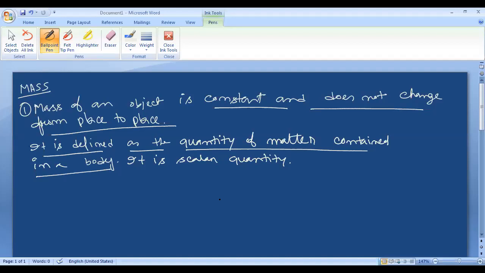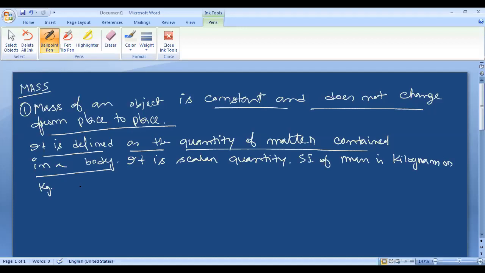So next, write down, it is a scalar quantity. What will be the SI unit of mass? Anyone? SI unit of mass? Kilogram. Yes, good. So write down, SI unit of mass is kilogram, or we can write kg.